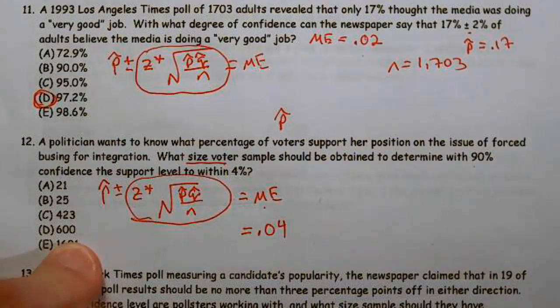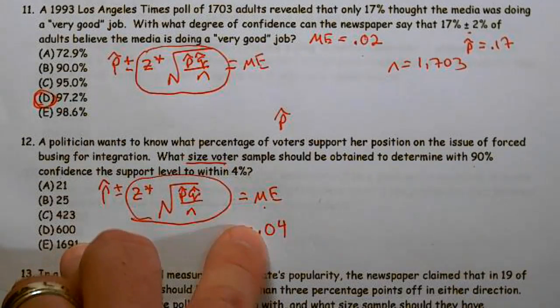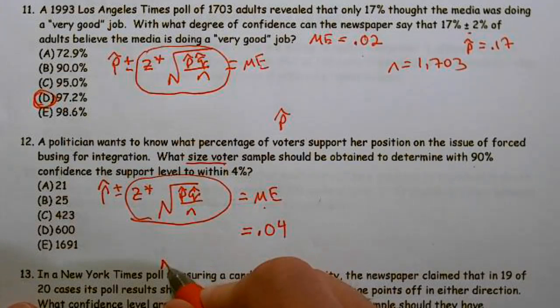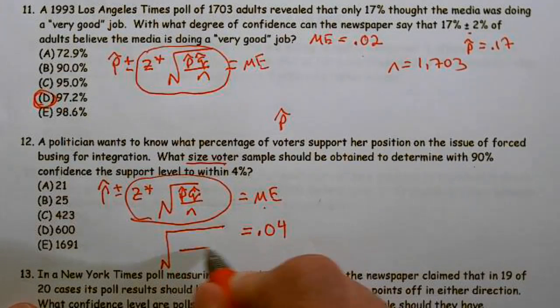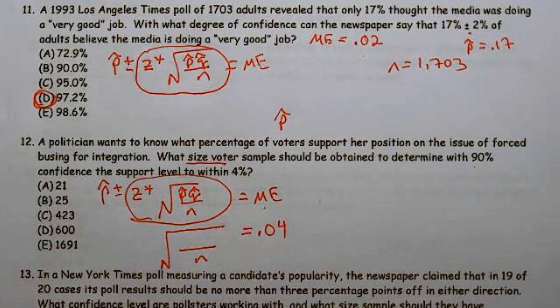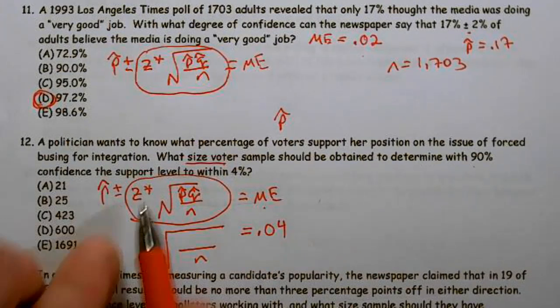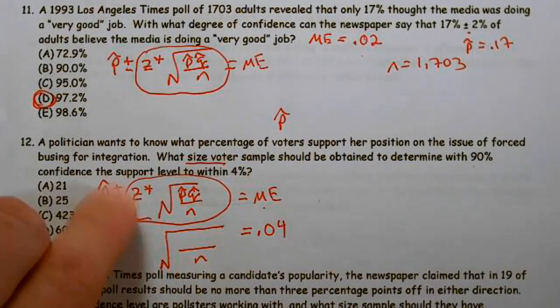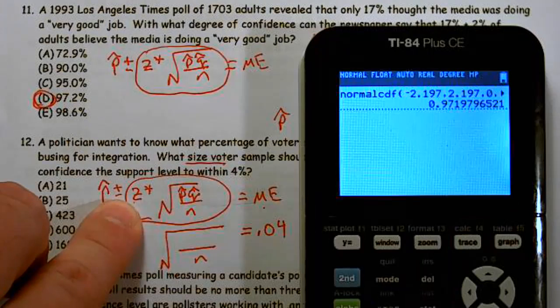I can work this problem as a positive 0.04 or as a negative 0.04. Either way is fine. I like working with positive values. I'm less likely to make an error. We know we're looking for N, so this is going to be my N right there. They also tell me my confidence level is 90%. So I need to find out what my Z star is.